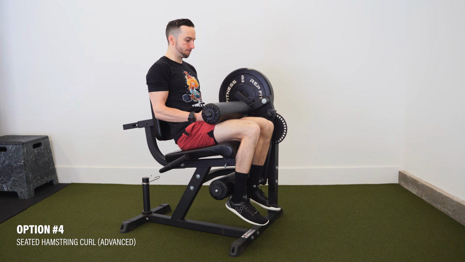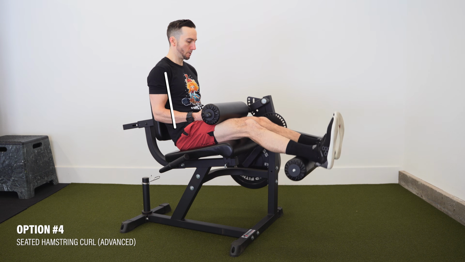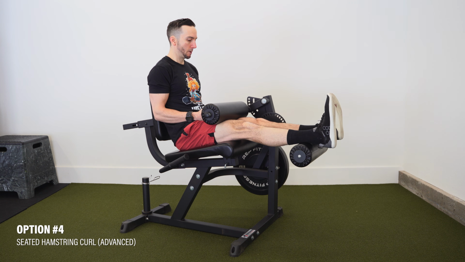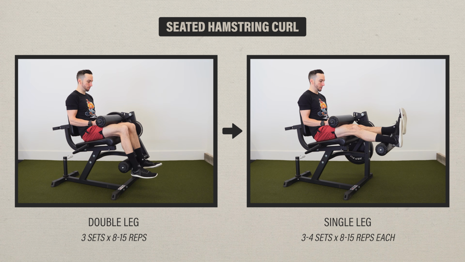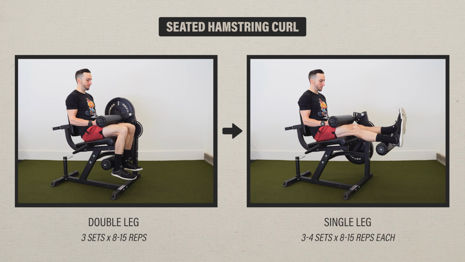Finally, option 4 is a seated hamstring curl. Since this exercise involves an increased amount of hip flexion and has a sitting component, it is considered a more advanced option. It might be an exercise you can work up to, but it is likely you will find one of the previous options more tolerable.